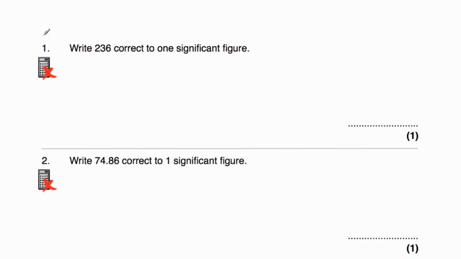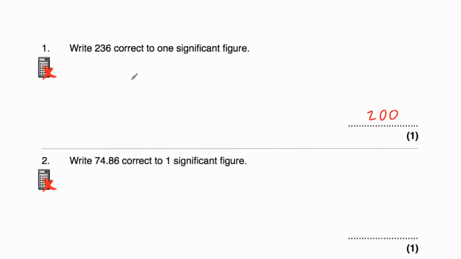Okay, let's have a look at question number 1. Question number 1 says, write 236 correct to one significant figure. What that means is we want to have one digit followed by zeros. In this case, because it's 236, we either want to choose 200 or 300. And because this number is closer to 200 than 300, our answer would be 200. So 236 rounded to one significant figure, one digit followed by zeros, is 200.